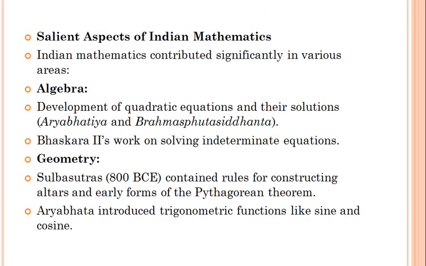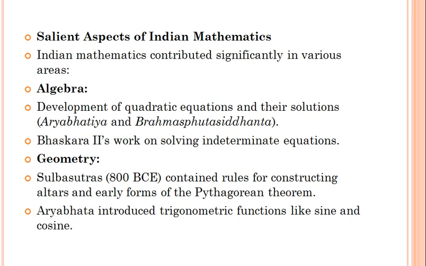What are the salient aspects of Indian mathematics? Here it is discussed. Indian mathematics contributed significantly in various areas. In algebra, there was development of quadratic equations and their solutions. Bhaskara also worked on solving indeterminate equations like ax square plus bx plus c.